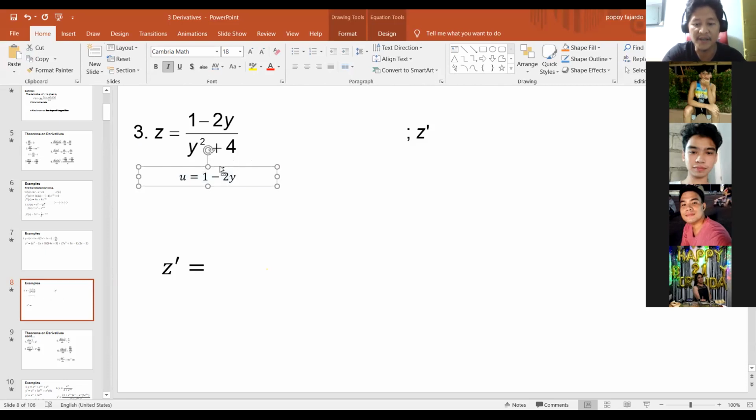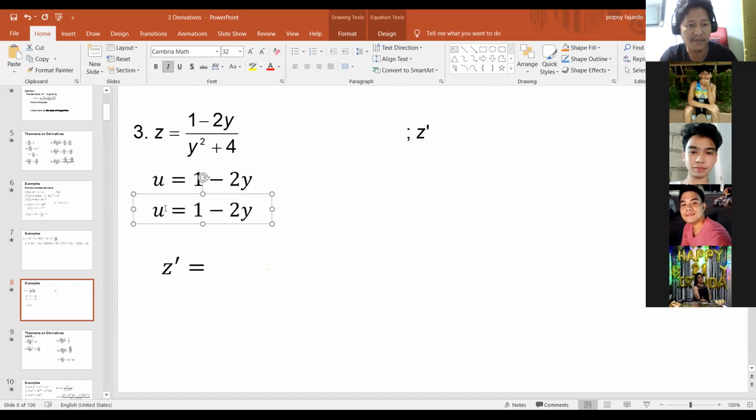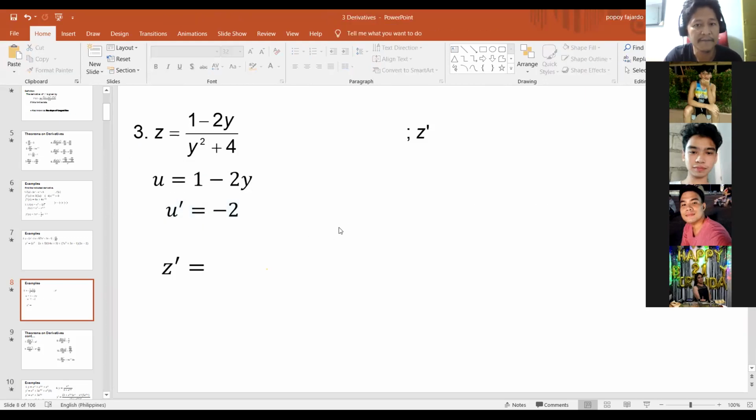Nakikita ba itong tinatype ko, guys? Kita naman, sir. Okay. And then, next is we get the derivative. So we call it u prime. What will u prime be? Ano yung derivative nito? Magiging negative 2. Kasi derivative ng constant ay 0, so minus 2 times derivative ng y, which is 1.